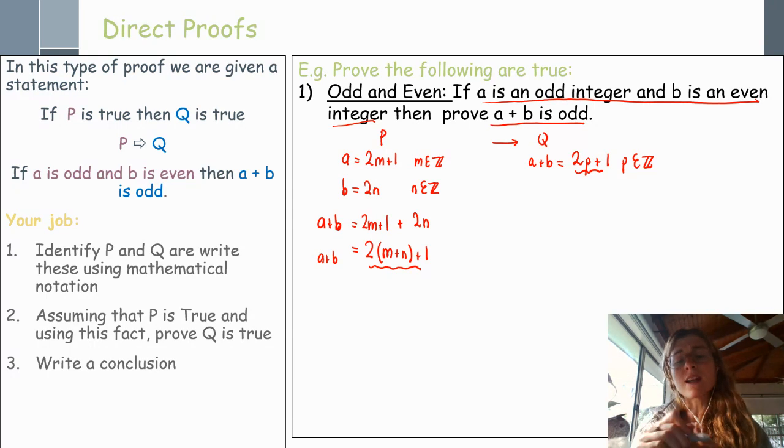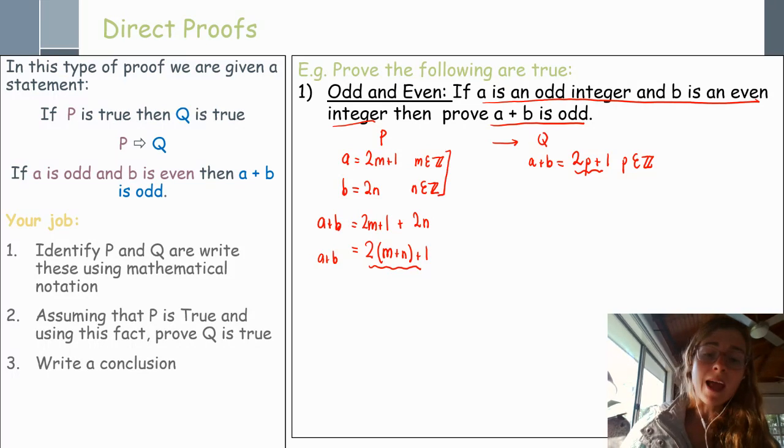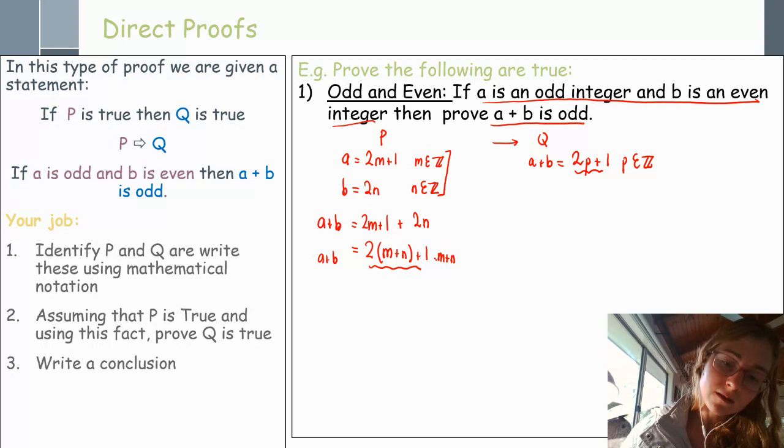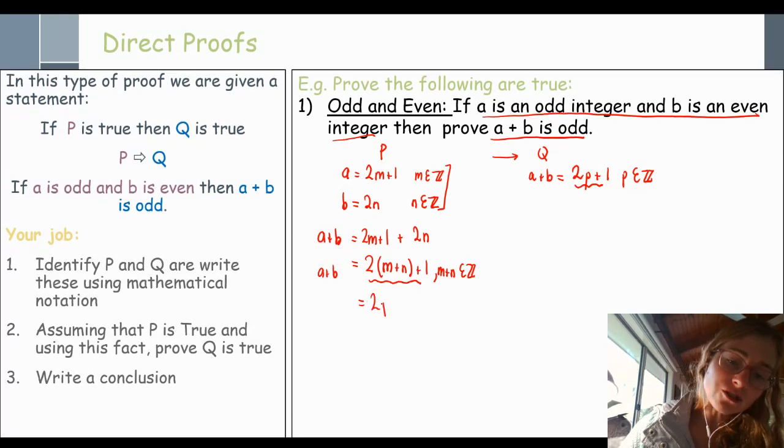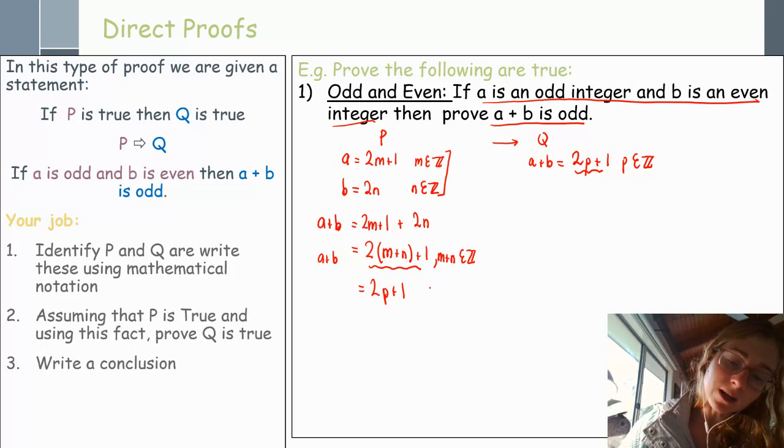Notice also that if m is an integer and n is an integer, then m plus n must also be an integer. So this is really of the form 2p plus 1, where m plus n equals p, and that's within Z.